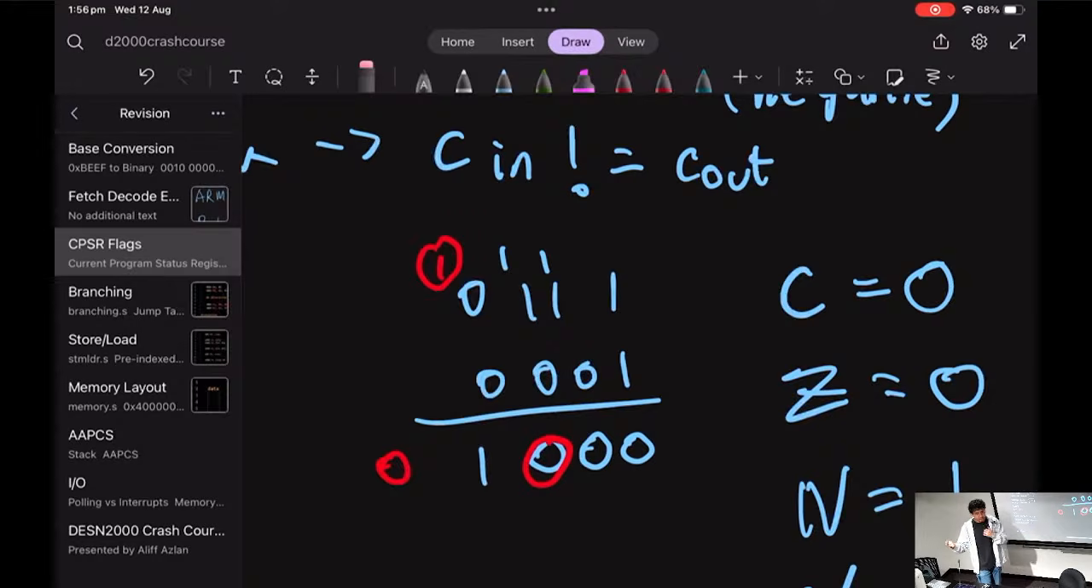And for addition, if it overflows, or if the number doesn't fit inside the result, then that's when the 1 comes over. Was that a hand there? Yep.